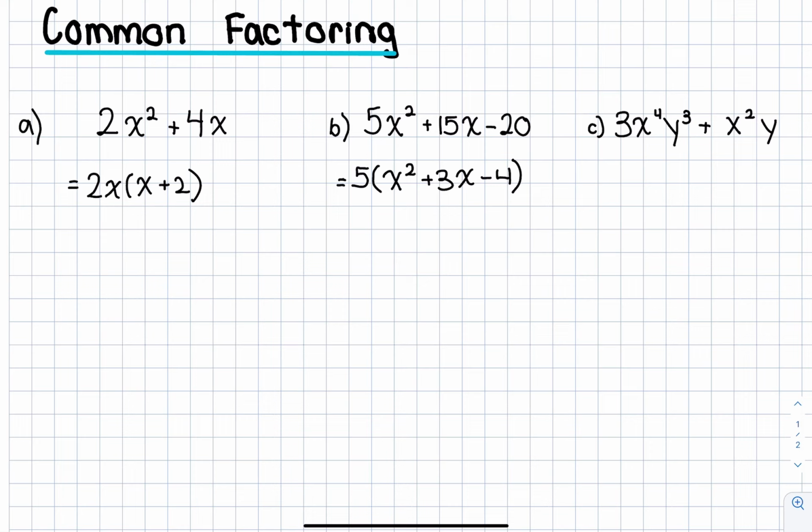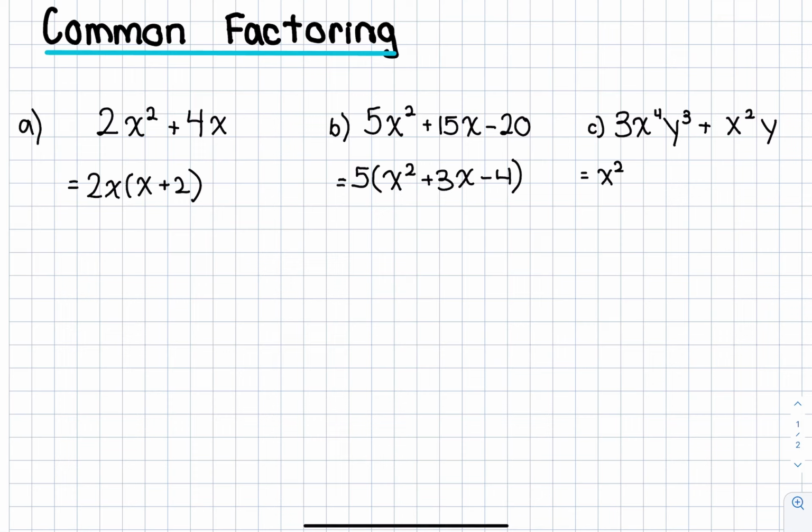When we take a look at C, what's different about this one is now we have a 3 and we have an imaginary 1 right here, and that imaginary 1 isn't written. But we can't really pull a number out because nothing really goes into 1 and 3 other than just 1. Instead, what we're going to look at is our variables. So we see we have x to the 4 y cubed, and we have x squared y. What we can pull out is an x, but the question is how many? Well, if we have one term with x to the 4 and one with x squared, we're going to pull the lowest number. In this case, that's x squared.